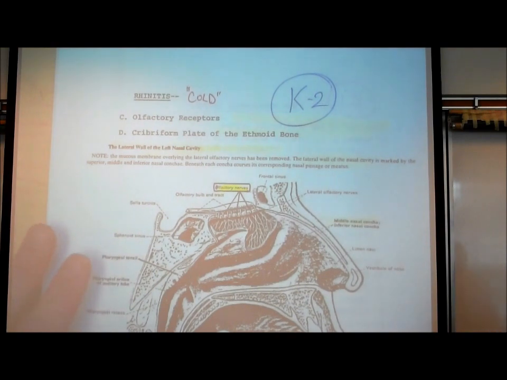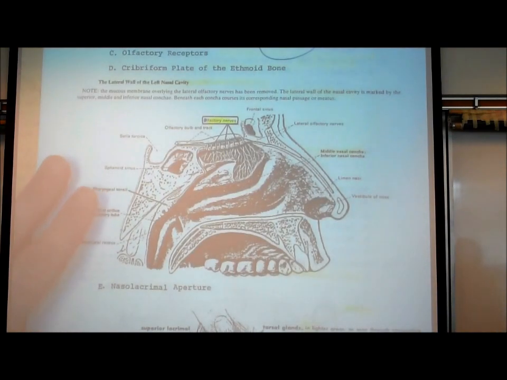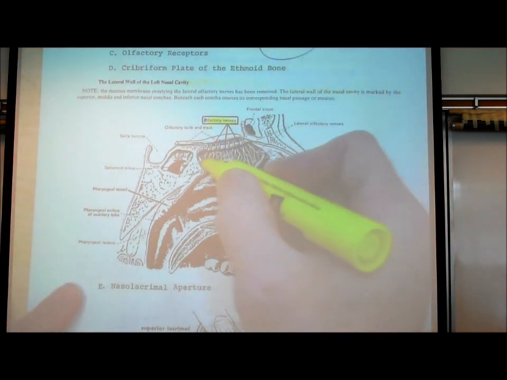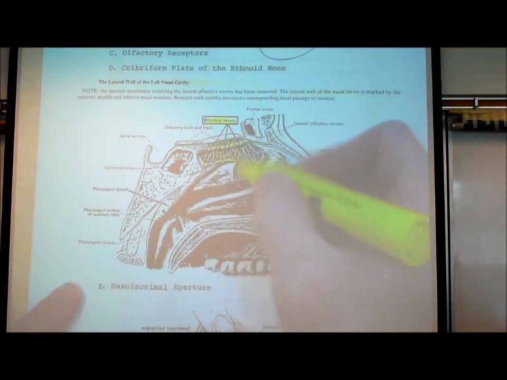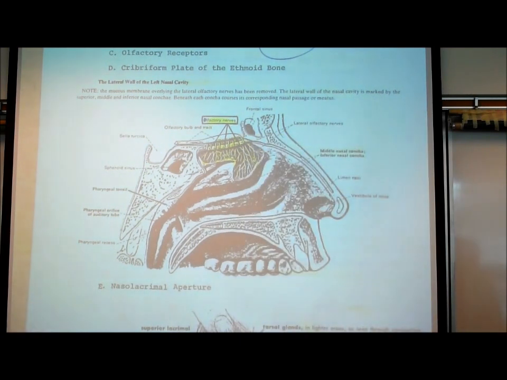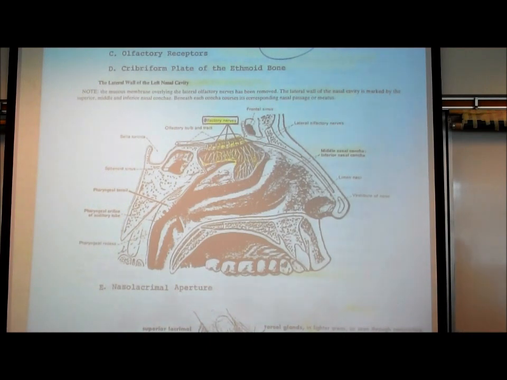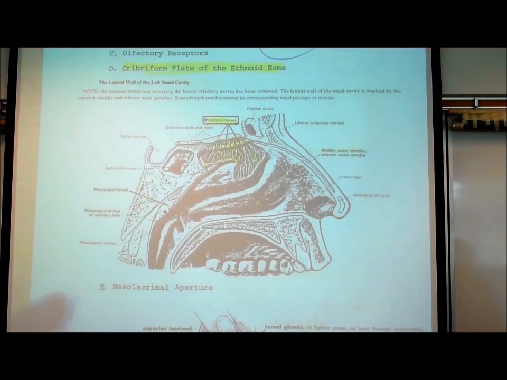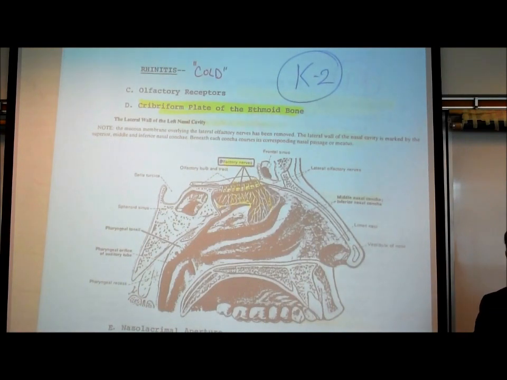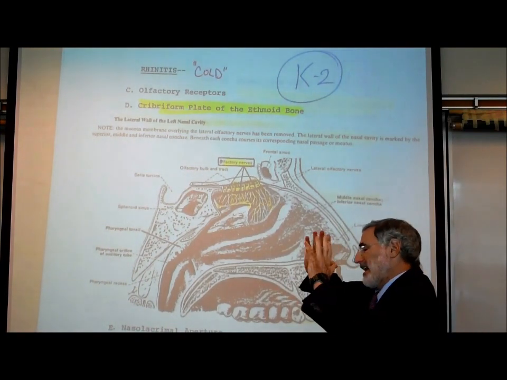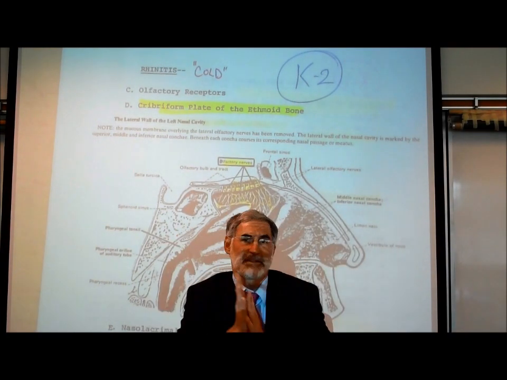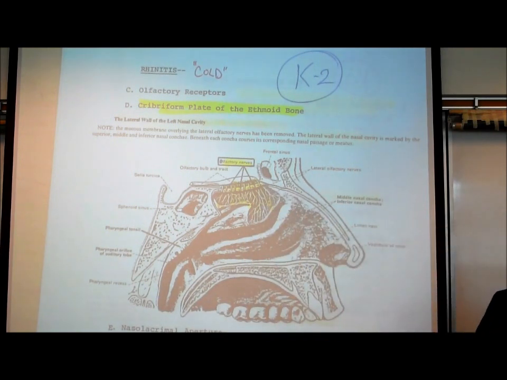What are the olfactory receptors? Well, we've talked about this before. We've learned that on K2 there are these olfactory nerves, and they pass up through the cribriform plate of the ethmoid bone. You'd say, well, say that again? It's written right here. Cribriform plate of the ethmoid bone. And they go right through the cribriform plate of the ethmoid bone to your brain. That's how those olfactory nerves are connected to your brain.